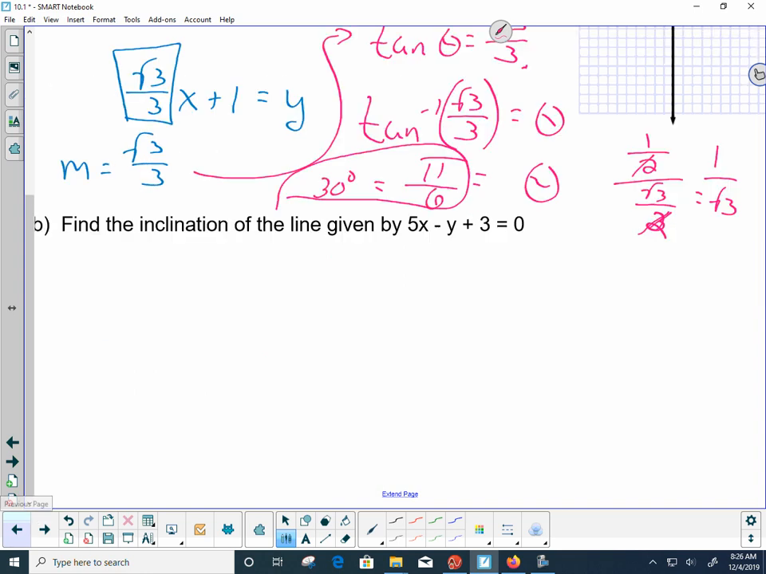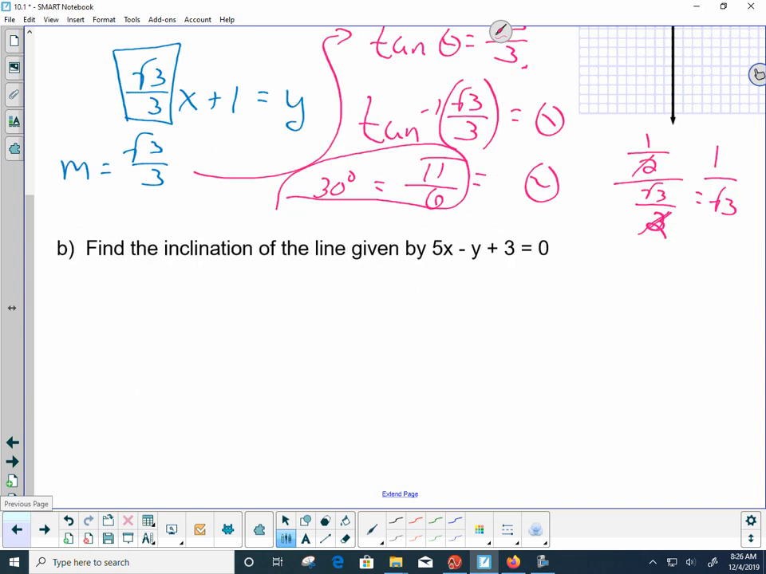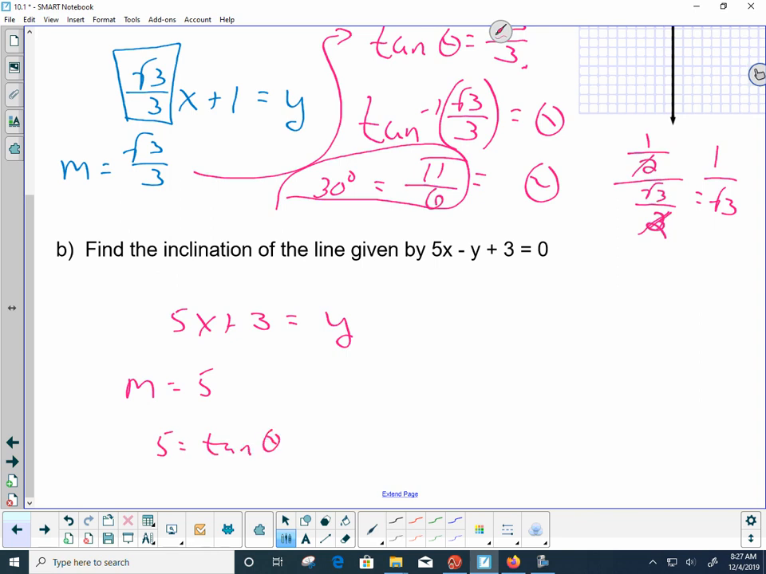This one is not on your unit circle, so you're going to have to use your calculator to find the inverse tangent. Your slope is 5, so 5 is going to equal the tangent of theta. So you're going to do the inverse tangent.